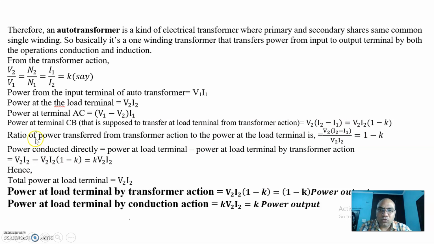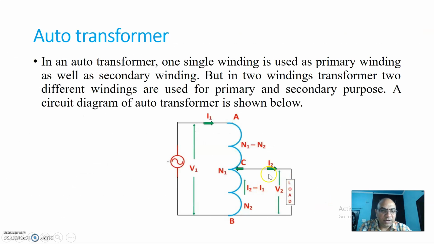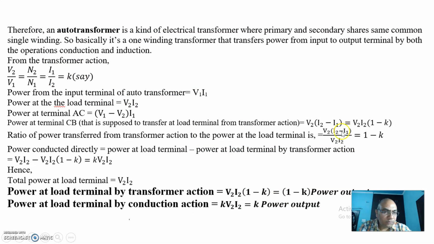Now I am interested to know the ratio of power transferred from transformer action to the power at the load terminal. So you see the power transferred from the transformer action is I2 minus I1 times V2, because this is the current in this winding and this is the voltage across this winding. So by transformer action we will get at the load I2 minus I1 into V2, while total power at load terminal is V2 I2. So when I am dividing here and solving by taking I2 common, I1 upon I2 will come here, which is equals to K. So I will get 1 minus K.